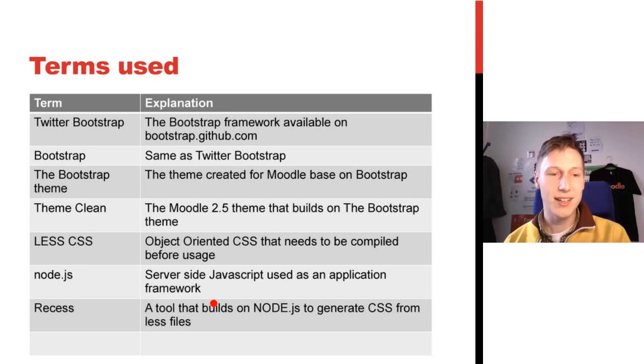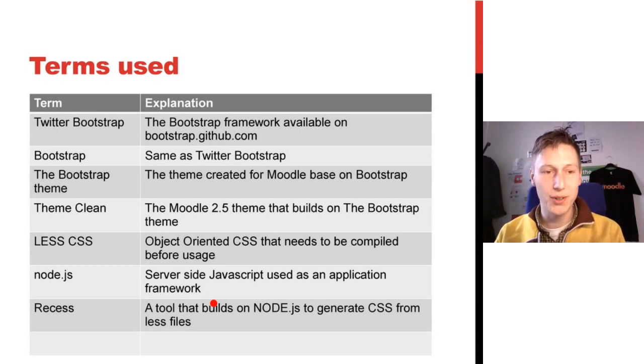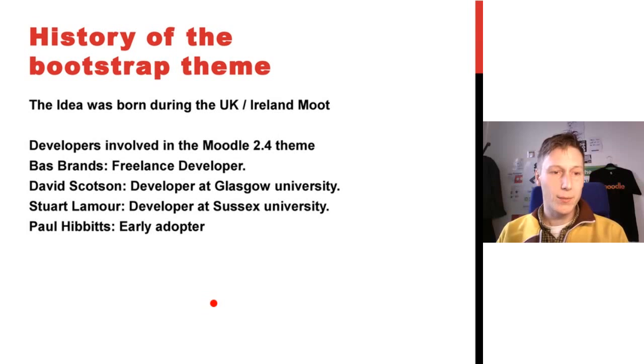And then we have less CSS, and less CSS is actually object-oriented CSS, and you need to compile that CSS before you can use it. Then we have Node.js, an application you can install on your server or your desktop, an application framework that you can build tools on, just like PHP is. And then Recess. Recess is a tool that builds on Node.js, and it generates the CSS for you when you use less CSS. So that's the most difficult part of this presentation.